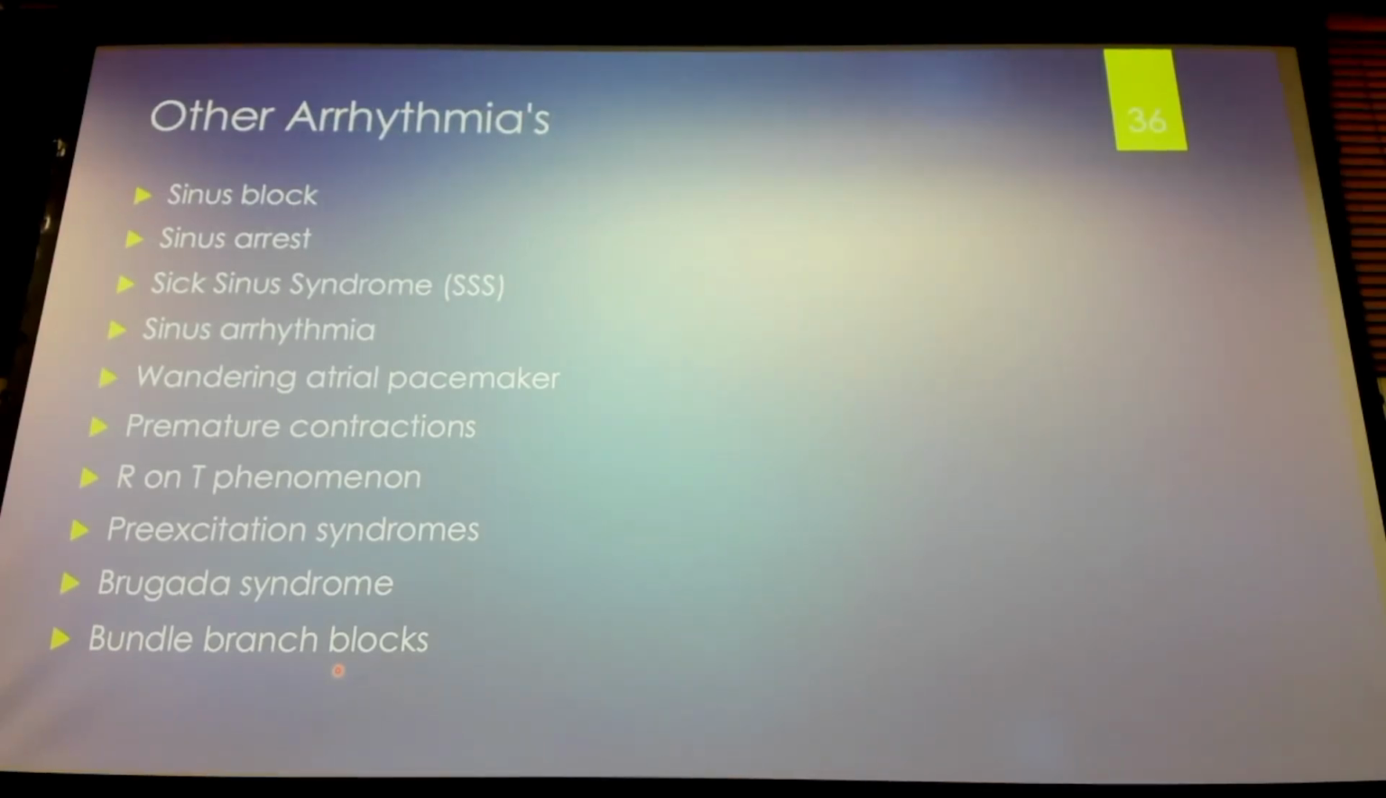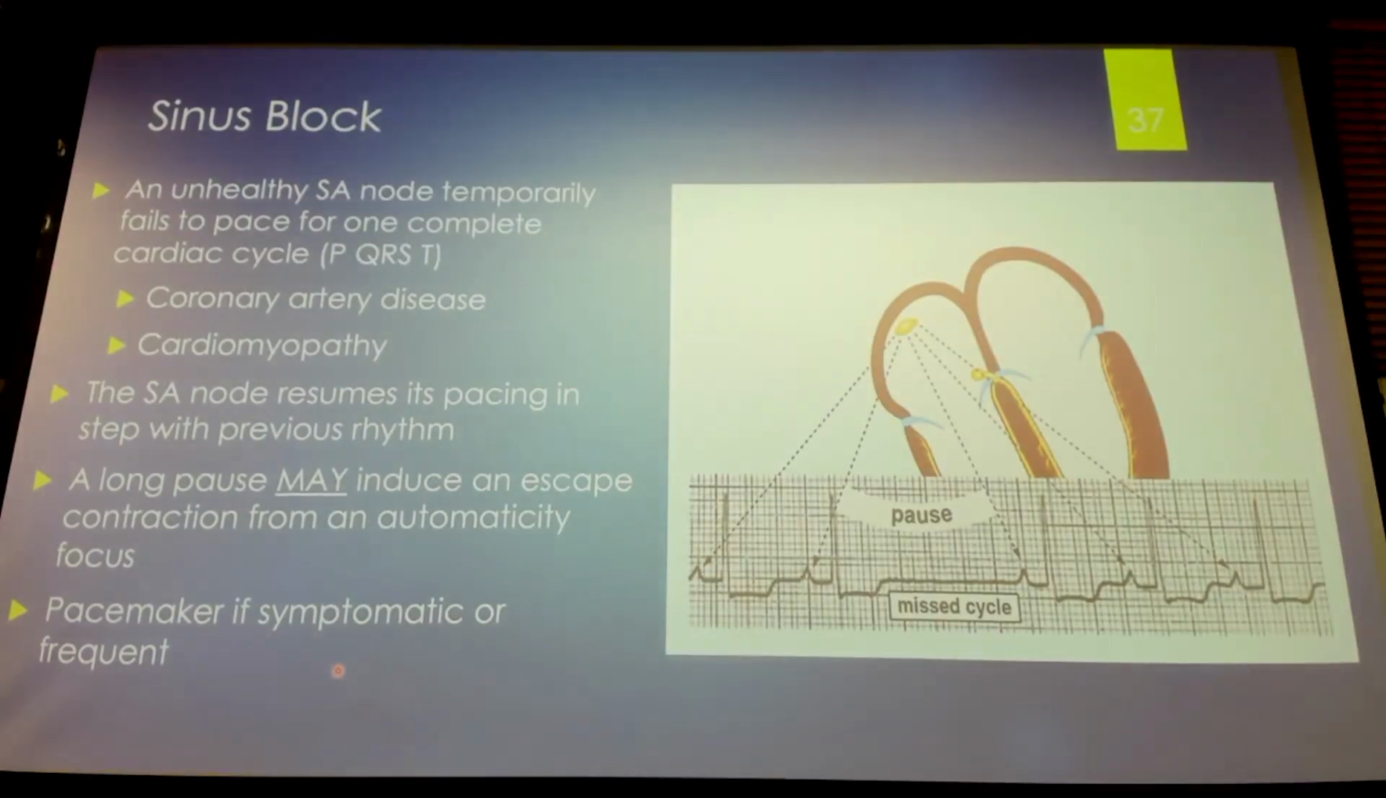We'll go over a whole host of other arrhythmias you may see on your ECG. The first one is a sinus block. So sinus block is merely the ECG missing a complete cardiac cycle. So unlike an AV block, where we have the P wave, maybe not a QRS, here there's no P, there's no QRS, there's no T.